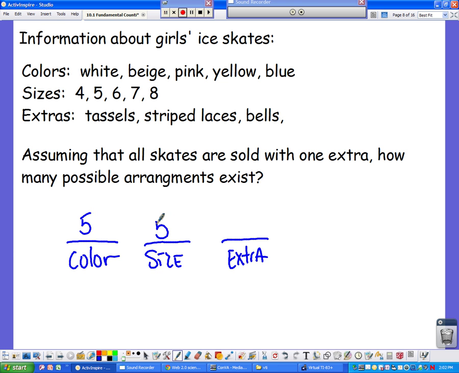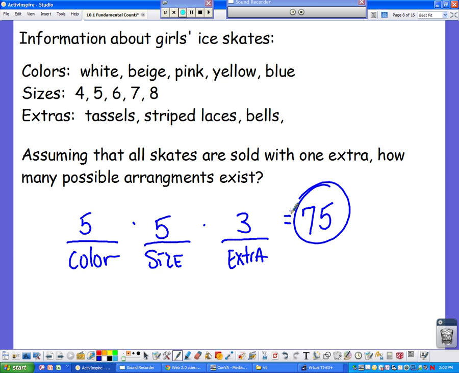So we have 5 choices for size, and the extras, we have 3. And then we just multiply those, okay? It's no different than if we have 3 events versus if we have 2 events. We're just going to take the number of choices for the first event times the ones for the second event times the ones for the third event, okay? And we multiply these, and we find out that we can make 75 different kinds of ice skates, okay?